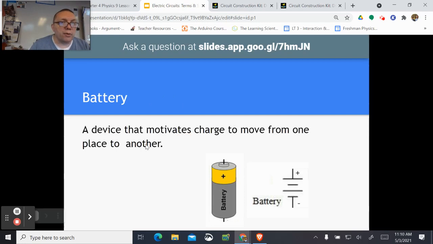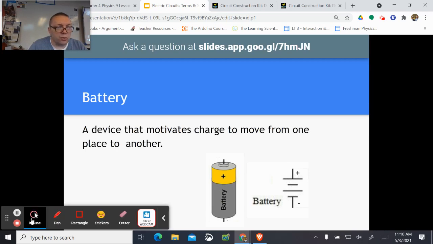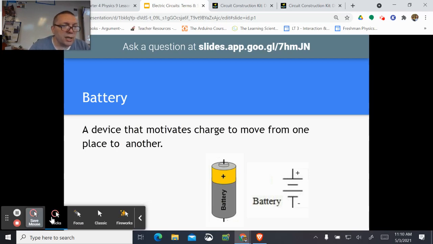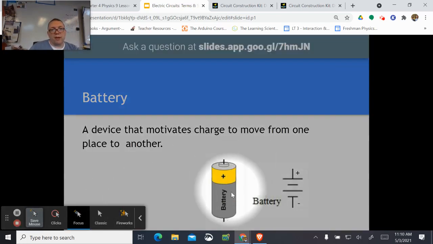A battery. A battery is a device, one definition, right? There are different definitions for different things. A battery is a device that motivates charge to move from one place to another. There are some things that can be represented in slightly different ways. And so I'm going to mention this just in case every now and again there are people that have a family member or a neighbor that is really into this stuff and has a good bit of technical knowledge.